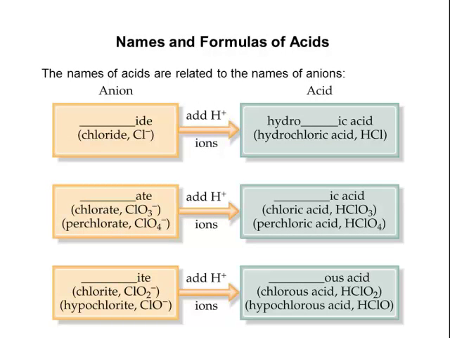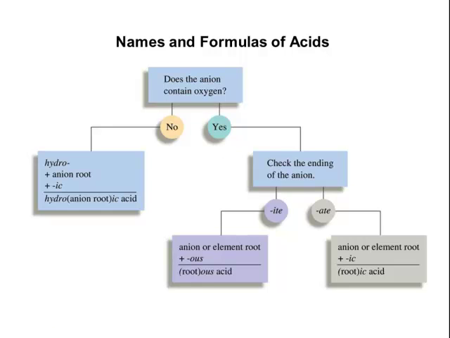Keep in mind though, you need to go backwards too. Hydro-ic goes back to ide, ic goes back to ate, OUS goes back to ite. You've got to learn these naming rules for these acids. Here's another little example of a flow chart that may help you out if you want to look at it. All right, let's go through a couple more of these.